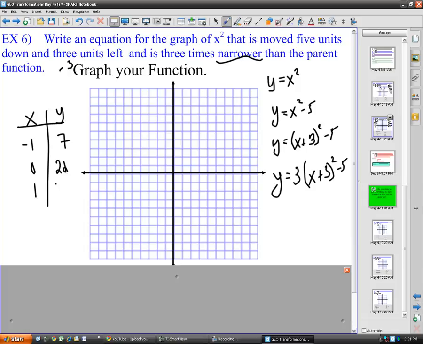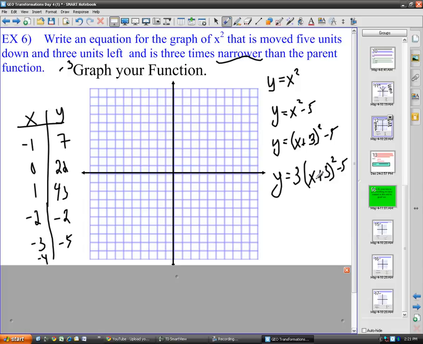If I plug -2 in here, I get 1 squared, which is 1, times 3, which is 3, and then I subtract 5, which would be -2. If I put -3 in, I get 0 in here, so -5. I'm almost done, because if I put -4 in, -4 plus 3 is -1, but I square it. That gives me +1. Times 3 is 3, and then minus 5 is -2.